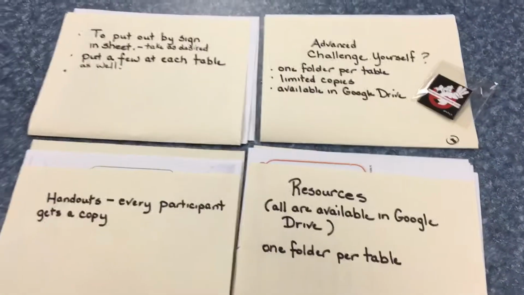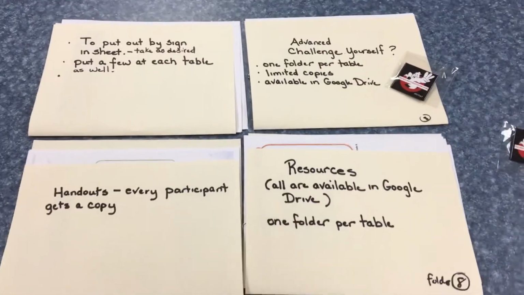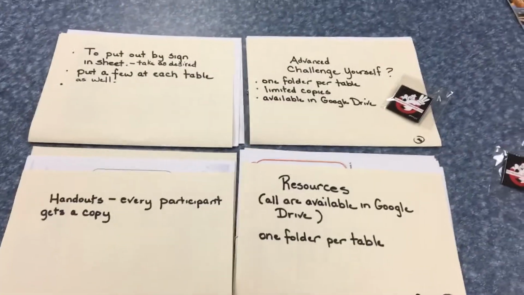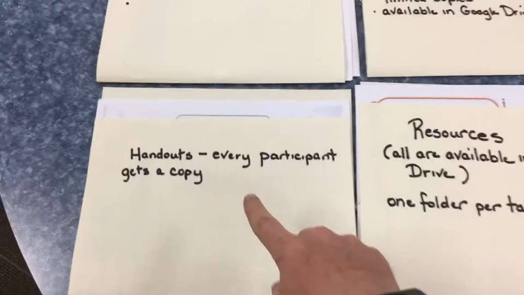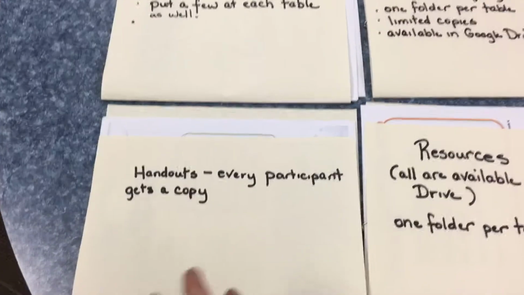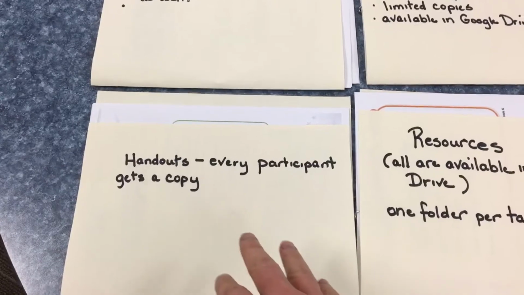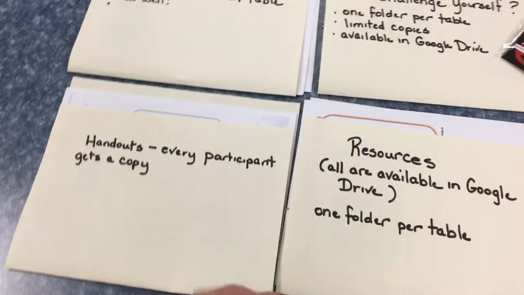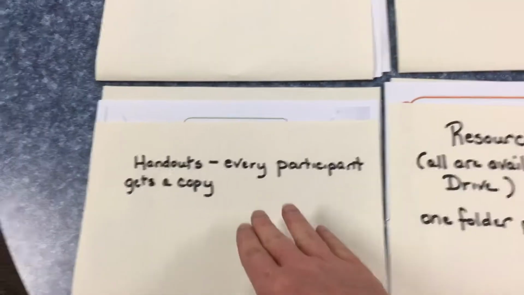So this time, what you're going to get is different folders. You're going to get lots of different folders, and they'll be organized and labeled. Basically, you're going to get a folder of handouts that everyone will get. You can put them out at their seats if you'd like, or put them by the sign-in sheet and label them as everyone take one.